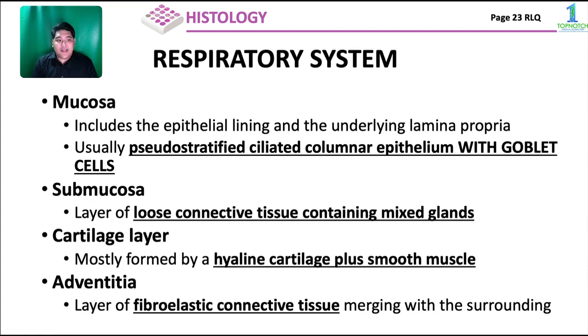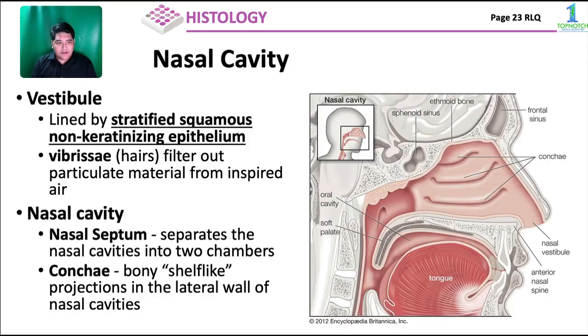Now, the respiratory system, ang kanyang mucosa, no, pinaka-importante, ito yung kumbaga, this is the pearl, the mother pearl of histology. No? The lining epithelium is a pseudostratified ciliated columnar epithelium with goblet cells, and it's in the mucosa. The submucosa is a loose connective tissue containing mixed glands. Then you have a cartilage layer. Usually, ano yon? Most common is hyaline cartilage plus smooth muscle. And then here you have your outer covering, which is an adventitia. It is a layer of your fibroelastic connective tissue merging with the surroundings of your respiratory tract.